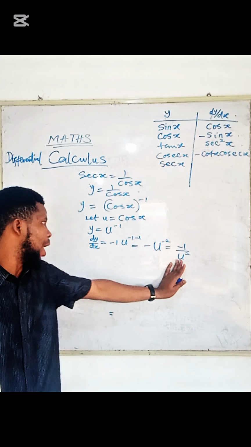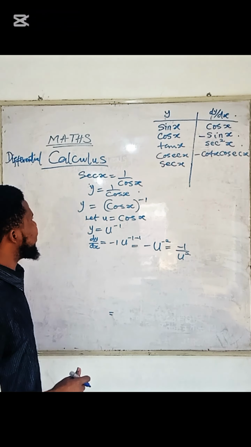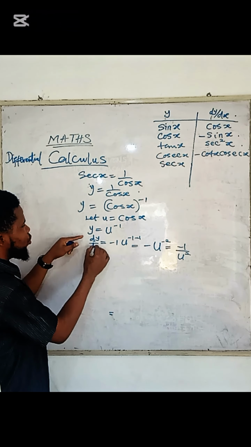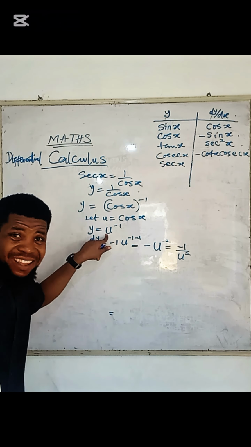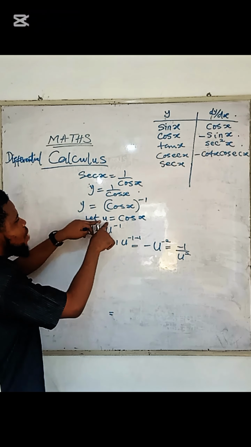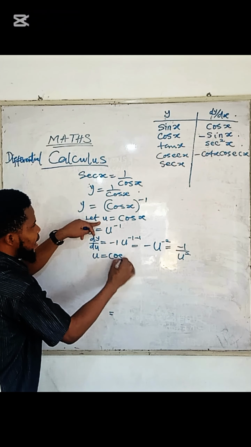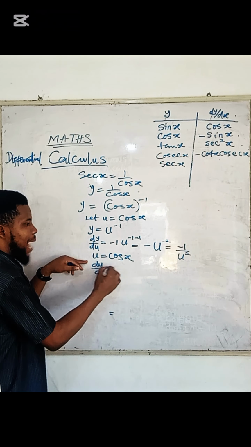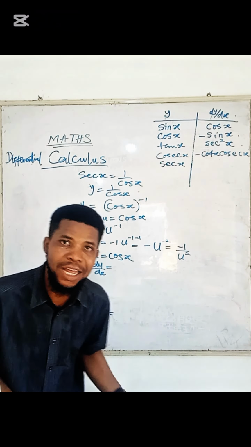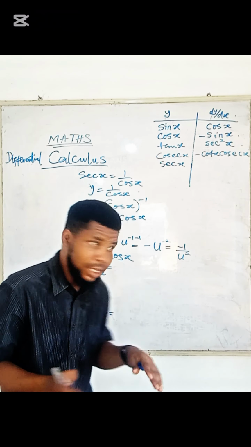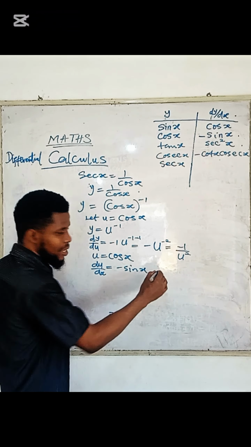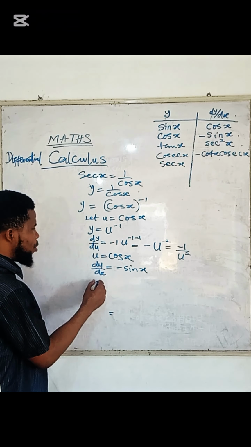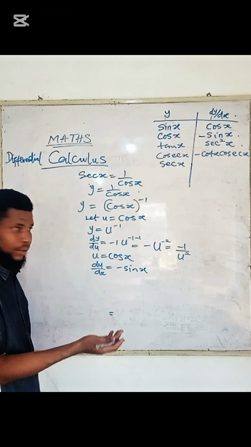So after you have done that, what's the next thing? This is not the dy/ds here. This is dy/du. We are differentiating with respect to U because there is no S here. So now if U is equal to cos S, let's differentiate U with respect to S. So du/ds, when you differentiate cos S, what are you supposed to have? Minus sin S. Are you with me? Minus sin S.